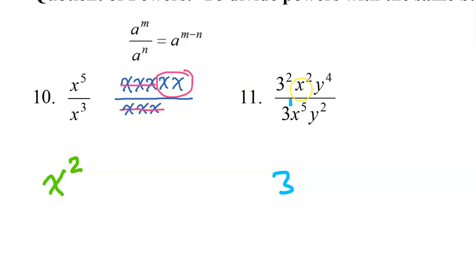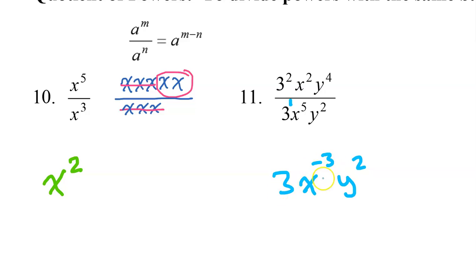Anyway, when we divide x squared by x to the fifth power, 2 minus 5 is negative 3. So that's going to be x to the negative 3 power. We're not done, but I'll come back to that. y to the fourth power divided by y squared: 4 minus 2 is 2, so that leaves y squared.